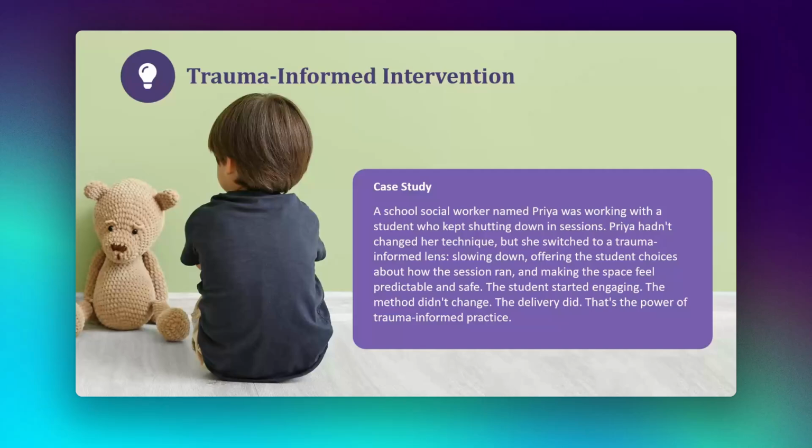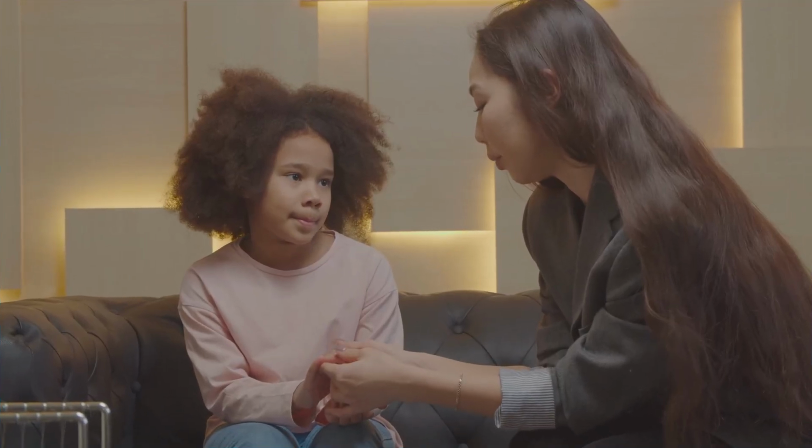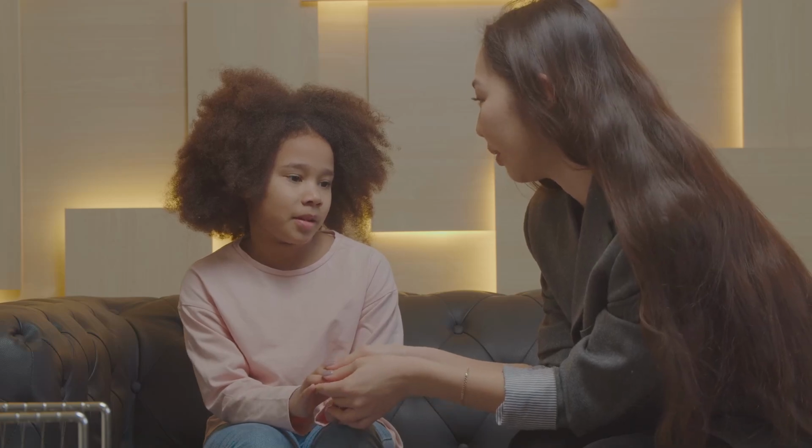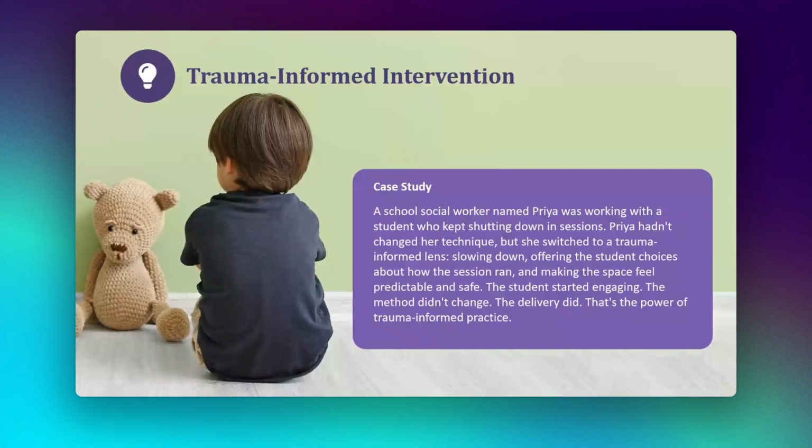Here's a case study example of what a small shift in approach can do. A school social worker named Priya was working with a student who kept shutting down in the sessions. Priya hadn't changed her technique, but she switched to a trauma-informed lens, slowing down, offering the student choices about how the session ran, and making the space feel predictable and safe. The student started engaging. The method didn't change, but the delivery did. That's the power of trauma-informed practice.